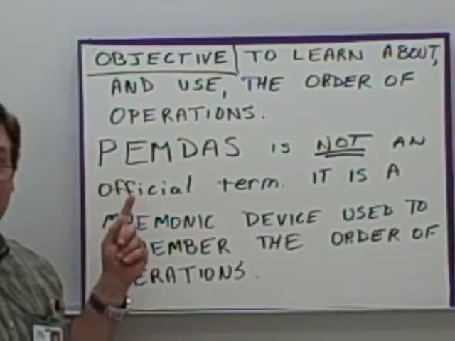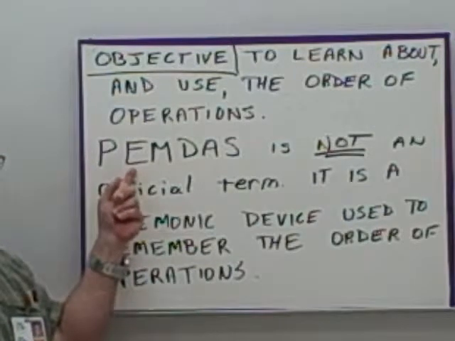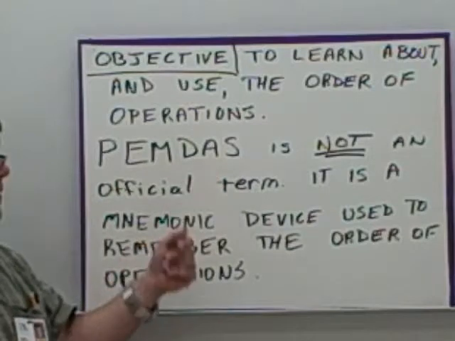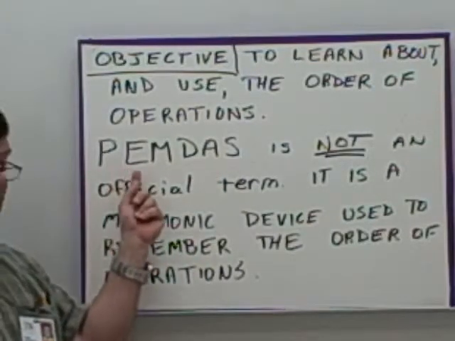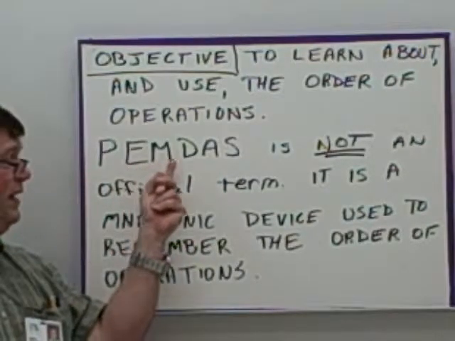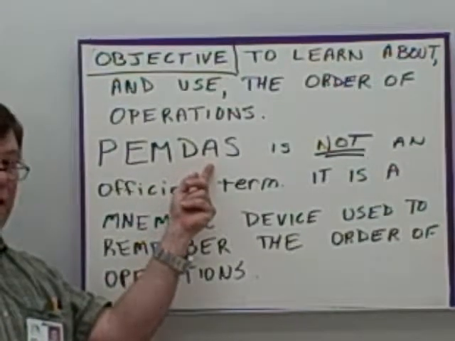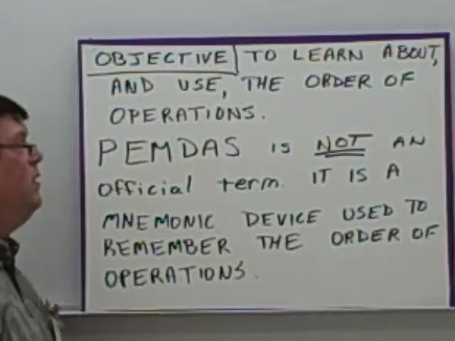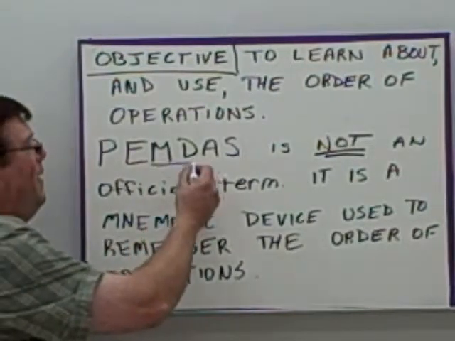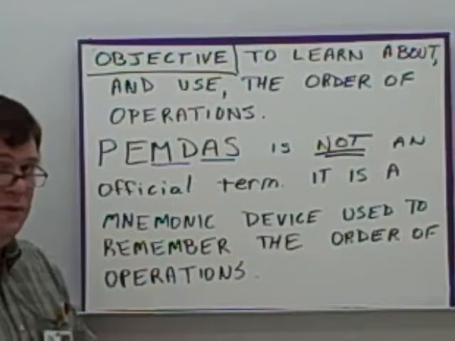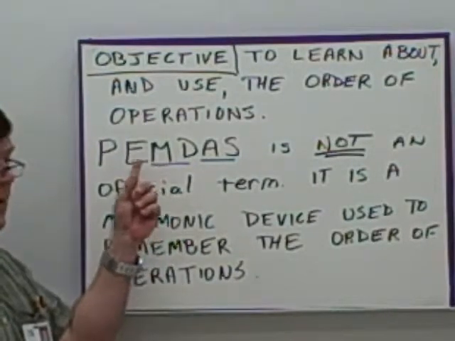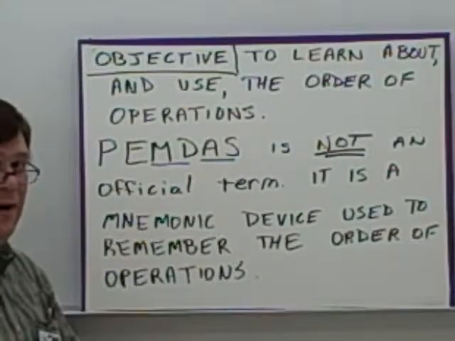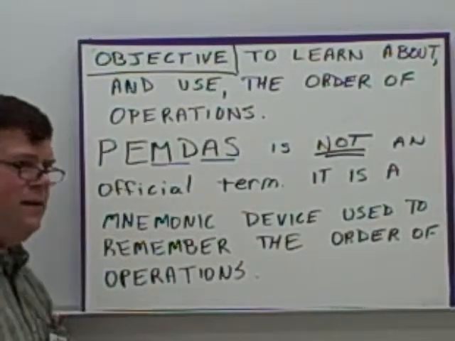They also put it into a sentence sometimes: please excuse my dear Aunt Sally. PEMDAS. P for parentheses, E for exponents, M for multiplying, D for dividing, A for adding, S for subtracting. And that is the order of operations. M and D, A and S are grouped, however, so you may end up doing dividing before multiplying sometimes, and you may do a subtracting before adding sometimes. We'll talk about that in a couple of minutes here.